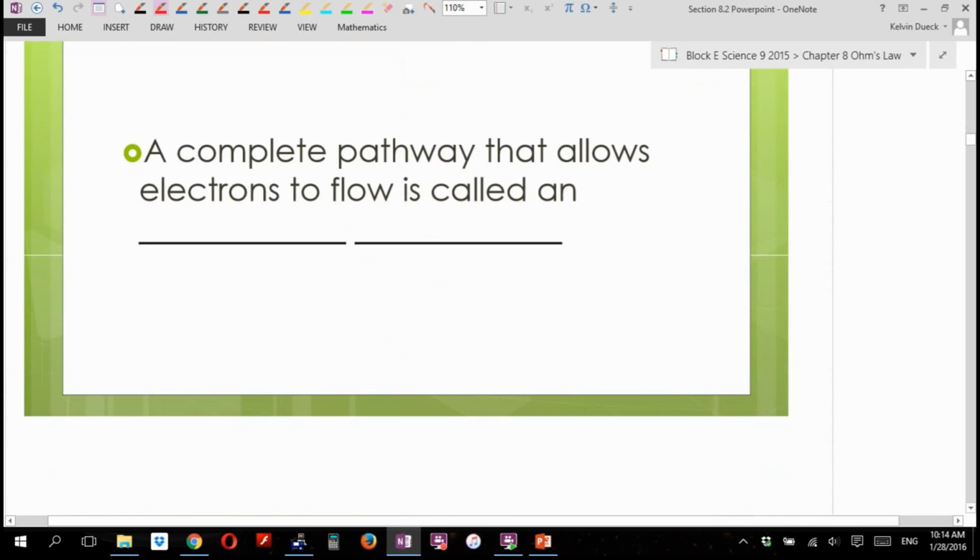A complete pathway that allows electrons to flow from the negative all the way to the positive terminal is called an electric circuit. The word circuit is the important part. It really means you end up in a full circle back where you started, just like circuit training, where you make a full loop and end up back where you started. Circuit means you have to have a complete closed loop.